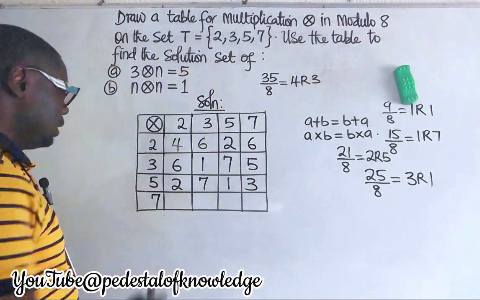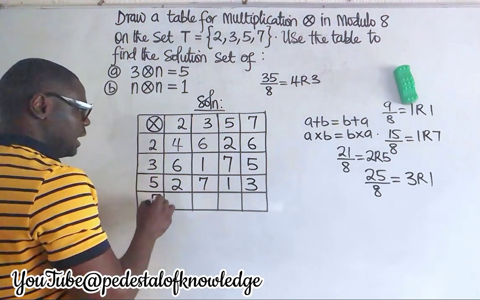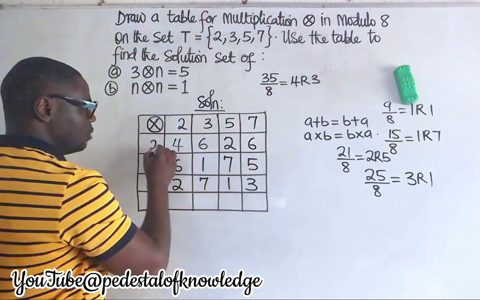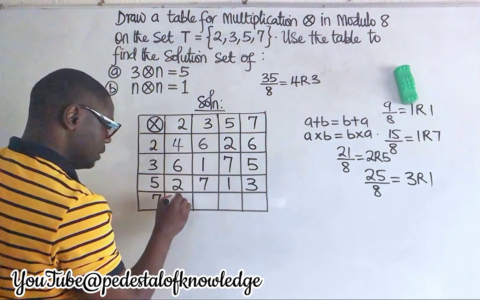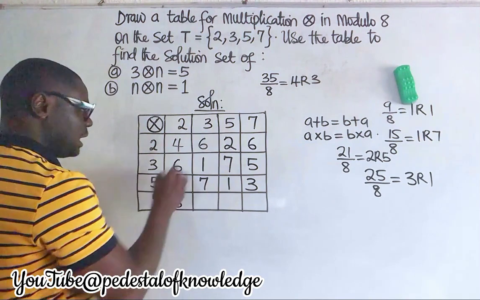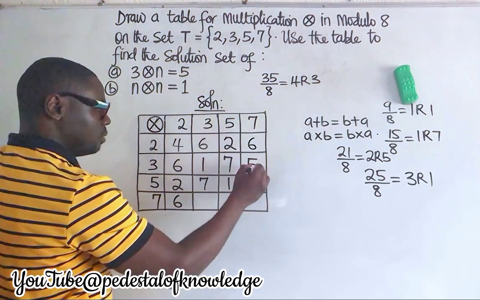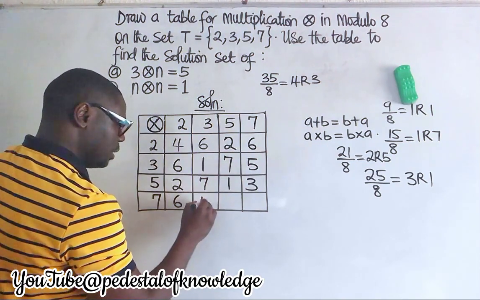All right, now let's look at this rule. 7 times 2, remember, will give us the same thing as 2 times 7. And 2 times 7 gives us 6. So you put down 6 here. Now 7 times 3 will give us the same thing as 3 times 7. And 3 times 7 will give us 5. So you put it down here.